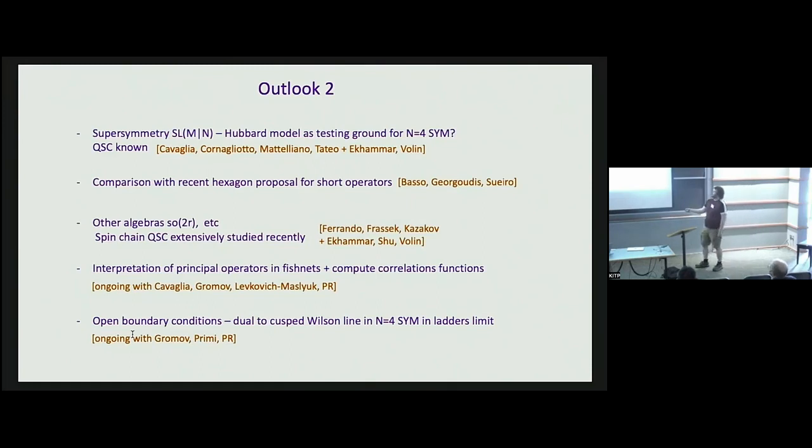Next will be the interpretation of principal operators in the fishnet theory, and how to use these results to actually compute correlation functions directly there. And finally, we should look at open boundary conditions.